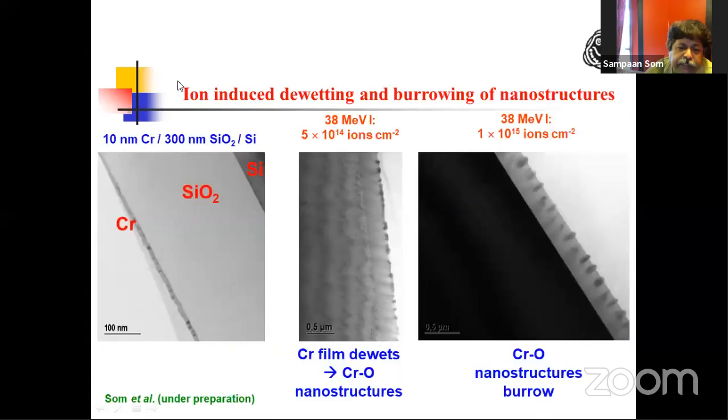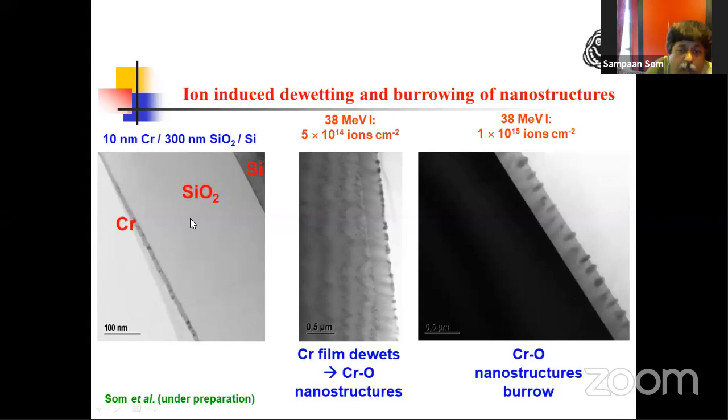Now, this is another example where I will show you that 10 nanometer of chromium was deposited on a thick 300 nanometer thermally grown silicon dioxide film on a silicon substrate. And you see from the cross-sectional TEM image that chromium is a continuous thin film. Okay, we'll see in the next slide how it gets manifested in the RBS spectrum. And it's a polycrystalline thin film.